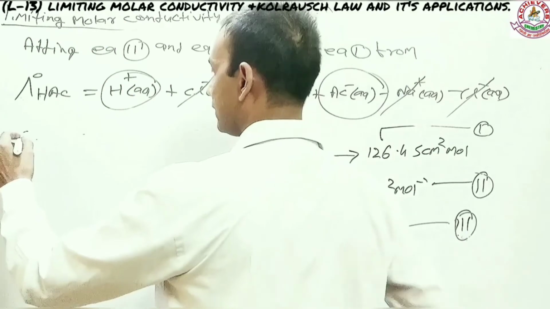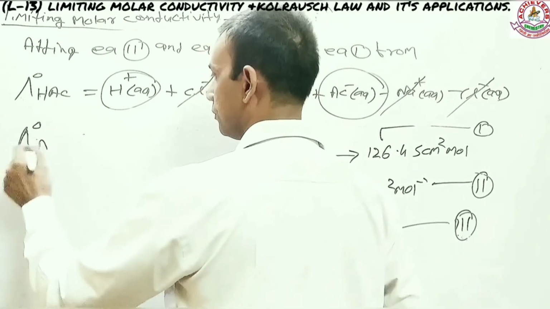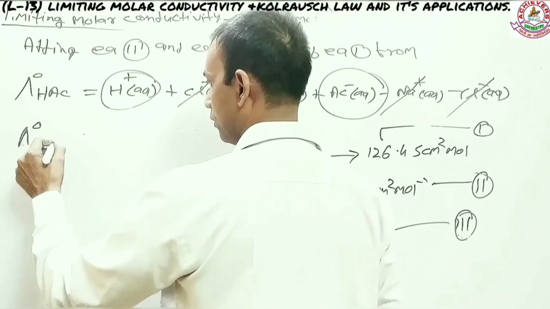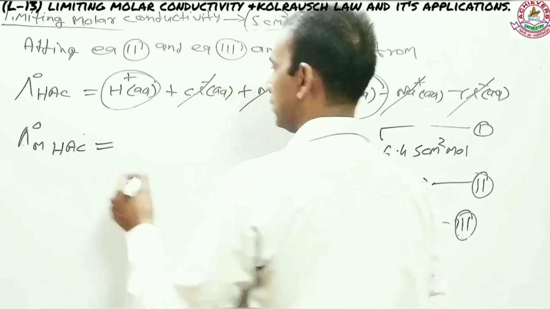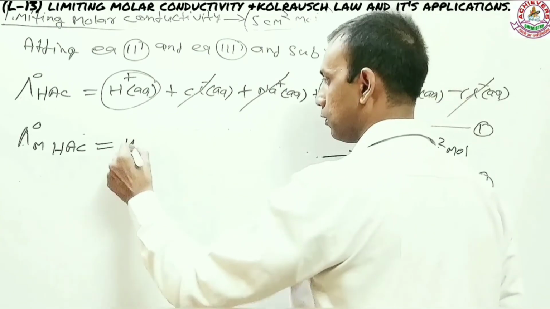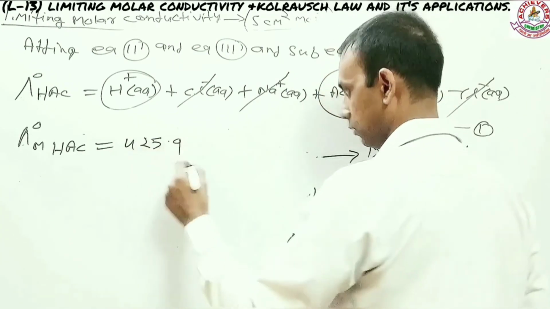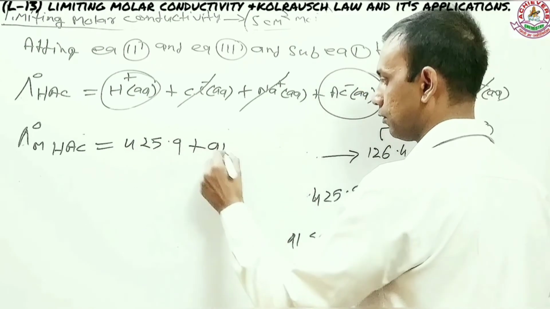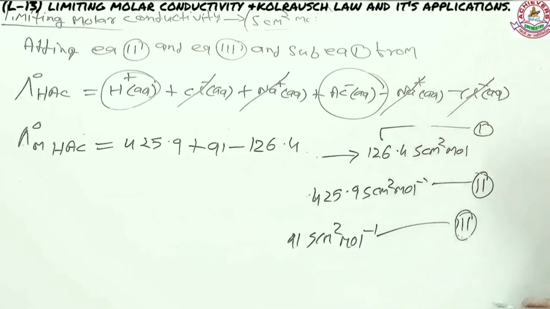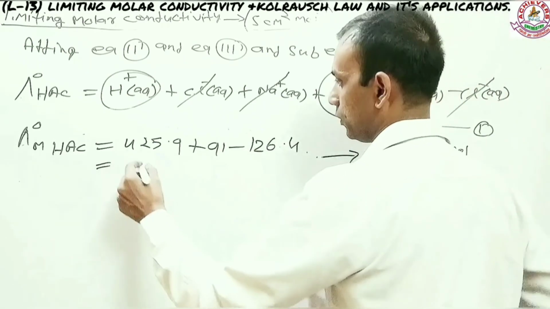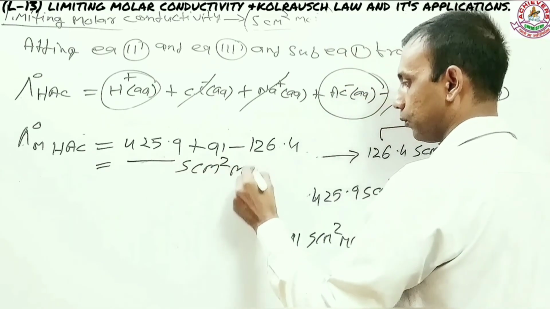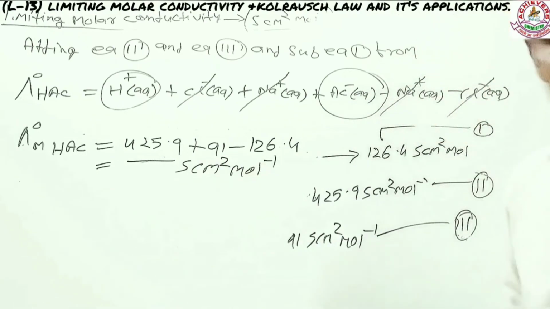So finally, we are coming to the answer here. The limiting molar conductivity of hydrogen acetate is equal to, adding second and third, 425.9 plus 91 minus 126.4. Whatever that comes to is going to be your answer. Let's make the unit Siemens centimeter square per mole. So this is how the thing has come to an end.